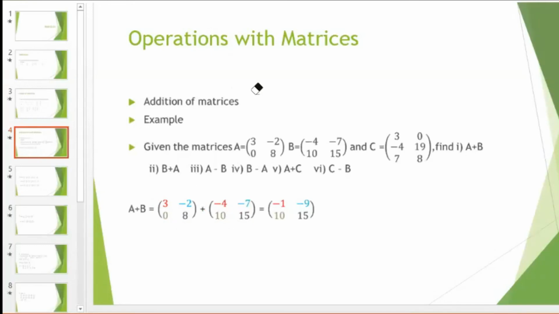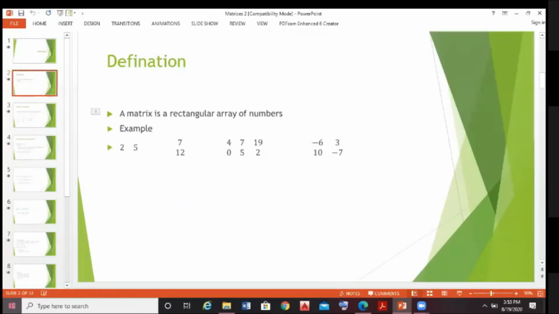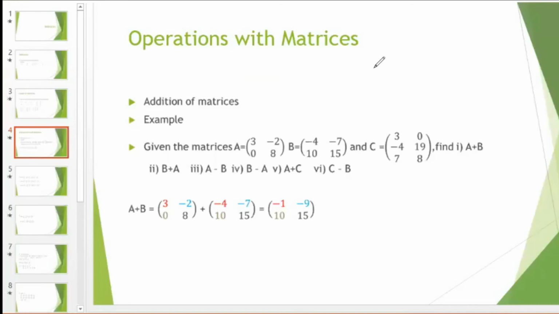You have the example? Just now. In a second, sir. Almost finished. Everybody here? Everybody got the example? Yes, sir.